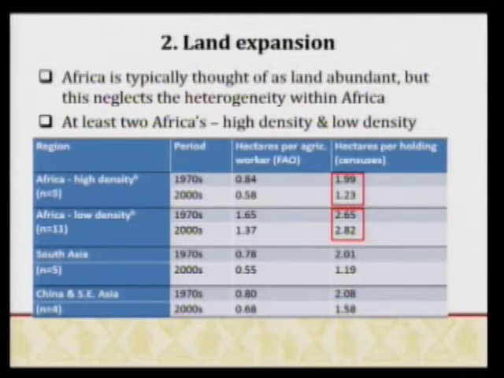In the 1970s, the average farm size in this group was about 2 hectares, 1.99, and that fell to 1.23 hectares by the 2000s. And that's actually remarkably close to South Asia, which is a region we think of as much more land constrained than Africa. If you look at the second group, though, the low-density countries, what we see there is larger farms, average farm sizes of 2.6 hectares, and basically no trend over time. Those countries are maintaining their farm sizes, but not typically expanding them. And as I said, farm sizes in the densest part of Africa are about the same as South Asia and are actually smaller than East Asia, China and Southeast Asia.